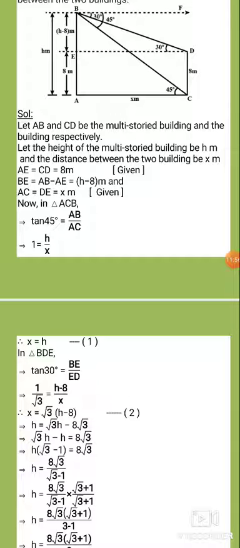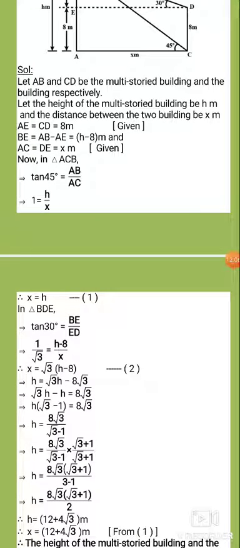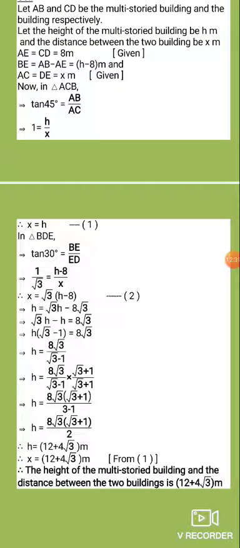We multiply both numerator and denominator. So 8 root 3 into (root 3 plus 1) by (a plus b) into (a minus b), which is a square minus b square, that is 3 minus 1. Now h is equal to 8 root 3 into (root 3 plus 1) by 2. Now 8 and 2 are cancelled, giving 4 root 3. So 4 root 3 into root 3 becomes 12. Now 4 root 3 into 1 is 4 root 3. Now from the first equation, x is equal to h. So the value of x is 12 plus 4 root 3. So the height of the multi-storied building and the distance between the two are the same: 12 plus 4 root 3.